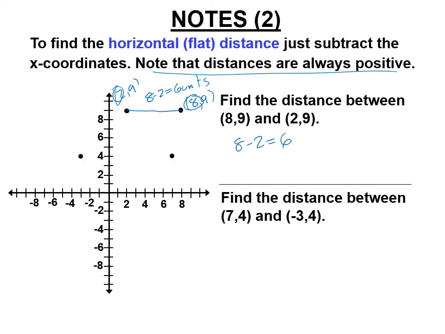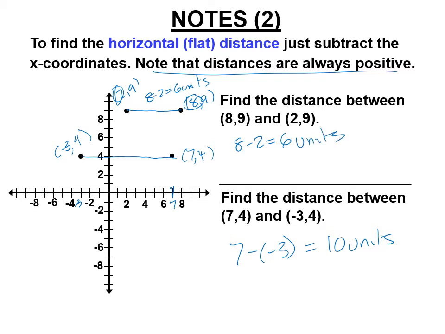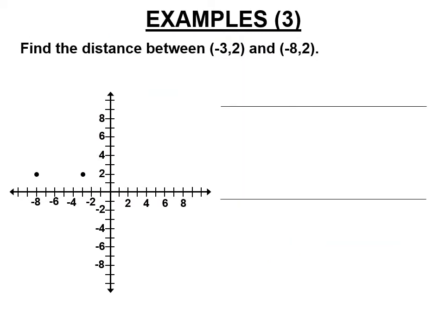Okay, so on the same graph, you're going to plot 7, 4, there's 7, and there's 4, and there's -3, 4, and this distance, you subtract the x-coordinates. 7 minus -3, same as 7 plus 3, and I should write 10 units, and this was 6 units. All right, those are horizontal distances. You subtract the x-coordinates.